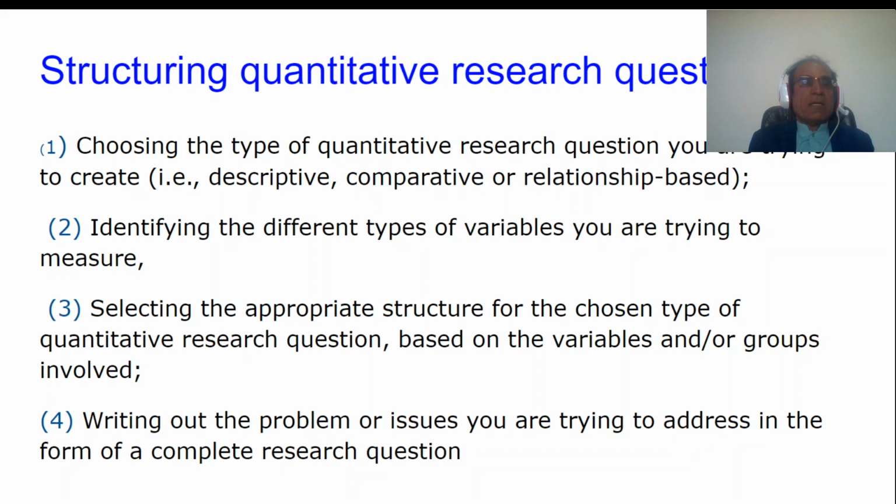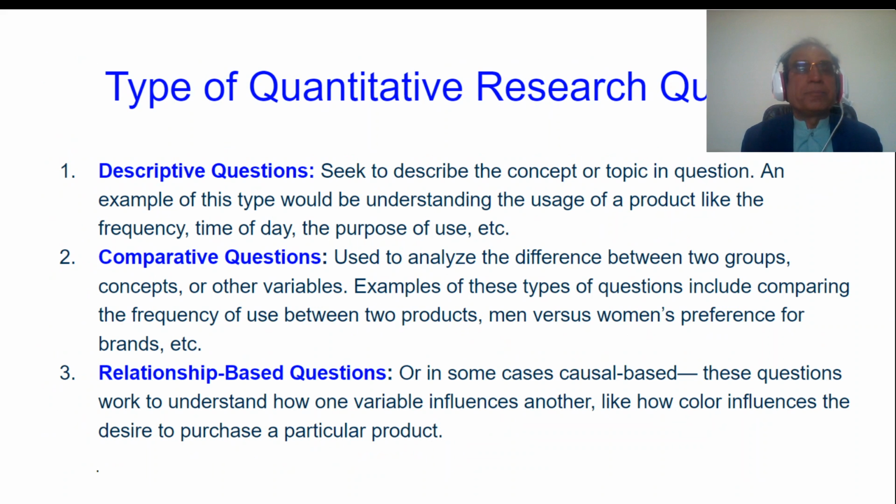After that, you will select the appropriate structure for the type of quantitative research question based on the variables and the group that has been involved in your research. Then, write out the problem or issue of research you are trying to address in the form of a complete research question. A complete research question has many parts. I will discuss in detail all these parts in this presentation.